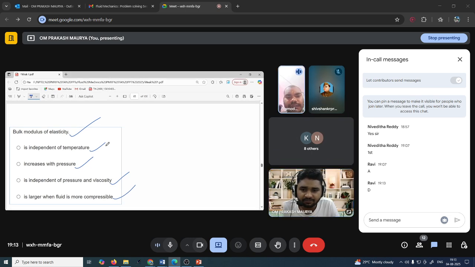Okay, "is independent of pressure and viscosity." Okay, you are telling option C, Pramod, right? Okay, fine. Yes, sir. Okay, I'll discuss. Okay, C. Ravi is telling D. Okay, fine.